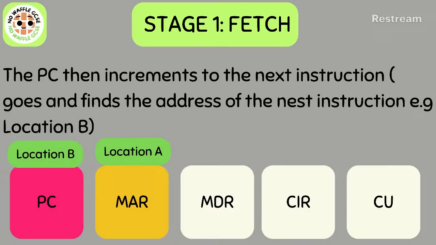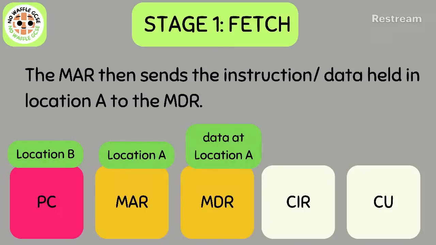Then what happens is the PC increments. It moves on to the next instruction, okay? Because you've got a list of tasks that you want to happen, it'll move on to the next task. The MAR then sends the instruction or data that's held in location A to the MDR. So that's holding the data at the location. So the MAR is about the address and the MDR is about the data of it.